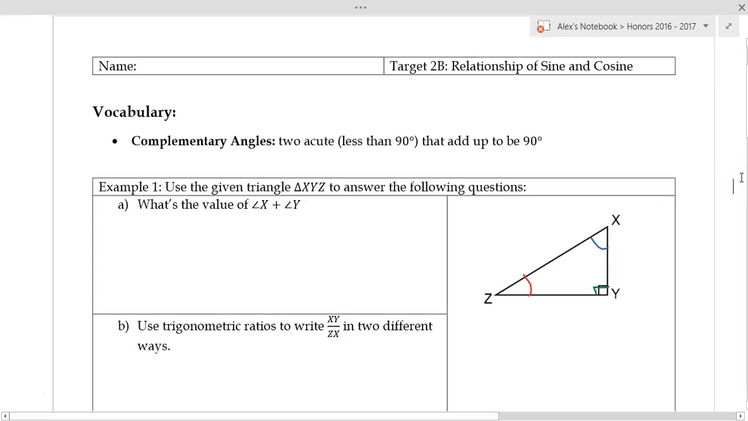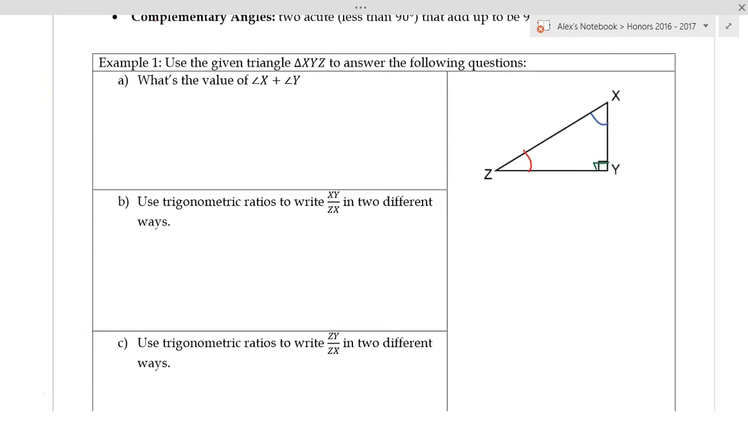Example 1, right, we're going to use this triangle XYZ to answer all these questions. If we look at A, first thing, is there actually a typo? This should say the angle of X plus the angle of Z. Sorry. Right, so angle X plus angle Z, not angle Y.